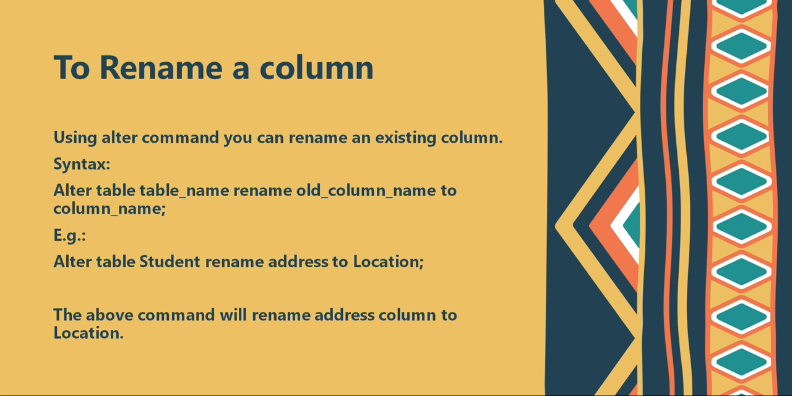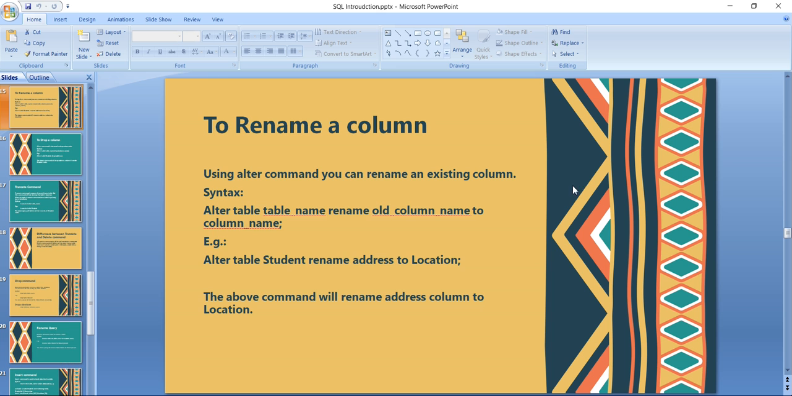Okay, that's it for today's class. We have just seen the alter command, and with the alter command we can rename a column, change the data type of a column, and add columns, right? So these kinds of things can be performed via the alter command. I hope it is clear. If there is any doubt, you can let me know.